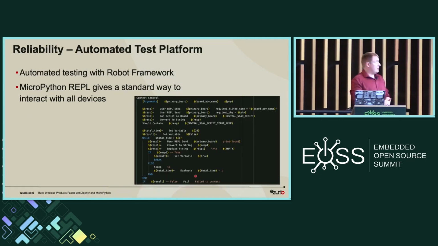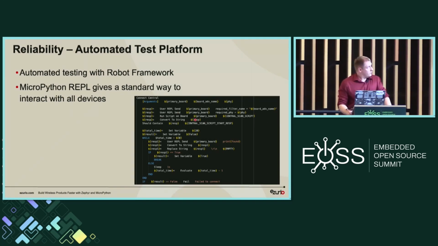So with all this, reliability, of course, is top of our list. So we have an automated test platform. And why I bring this up is because with MicroPython, you get access to the REPL. So now with all our devices, there's a standard way to command and control them. So we've built a lot of tests with Robot Framework, and we've built functions like you can see here, user REPL send. And now we can send anything over the REPL in a standard way. We can automatically load scripts and run them and then look at results.